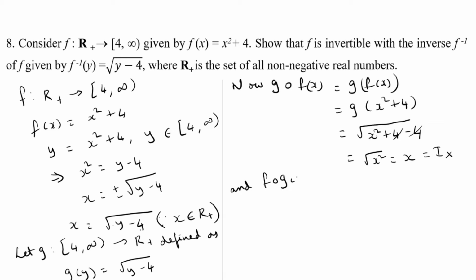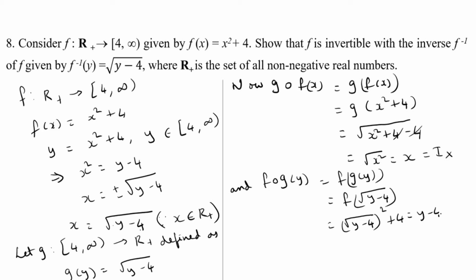f(g(y)) is equal to f(g(y)), where g(y) is √(y − 4). So this is equal to, in place of x we have to substitute √(y − 4), the whole square plus 4. So this is equal to y − 4 + 4, or it is equal to y, or this is equal to the identity function in y.